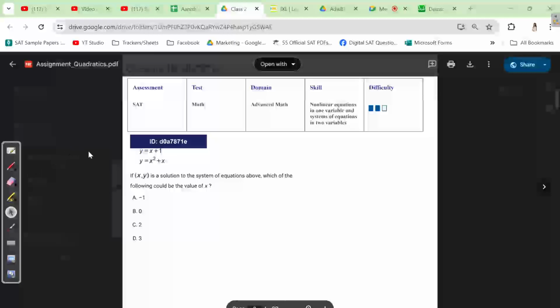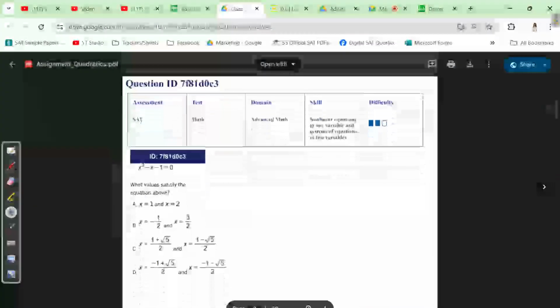I also want to know how you solved this particular question. I set them equal to each other. Perfect, that's correct. But here I would like to give you one more tip: in these questions you can also straight away plot them on Desmos. That will save your time. If you plot these two equations on Desmos, you will get the solution as well.